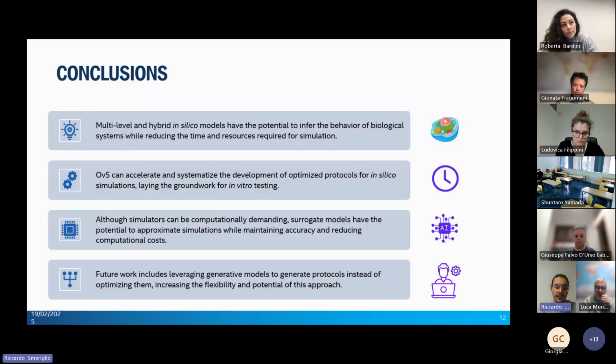In the future, we would like to explore the capabilities of artificial intelligence to generate things, as we are looking at now. Generative models are very important right now. So we want to try including some generative model, not to start from a pre-existing protocol and then try to optimize it, but actually to generate protocols using these capabilities.